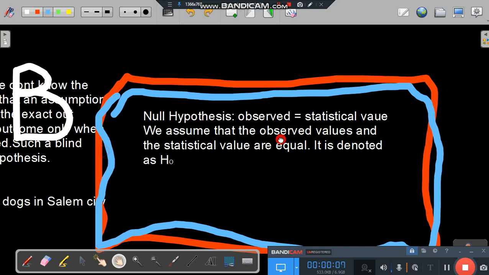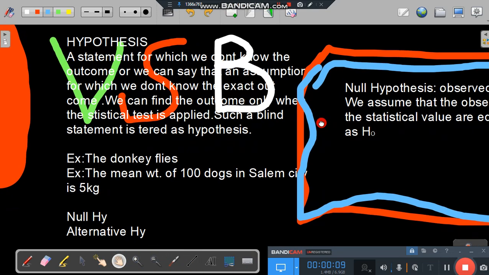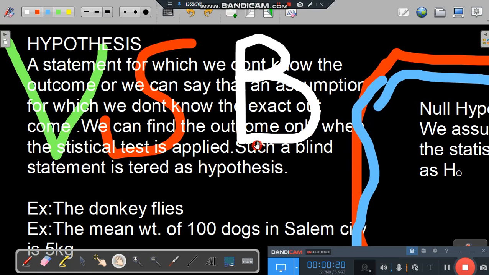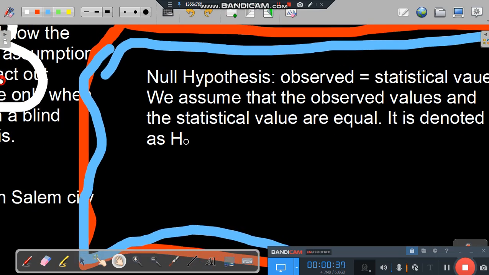Just look at the screen. In the previous class I was explaining what a hypothesis is. Am I correct? A hypothesis is nothing but a blind statement for which the result is unknown. We have to apply the statistical test, then only is the result known to us. Such a blind statement is called a hypothesis. That is what we were discussing.